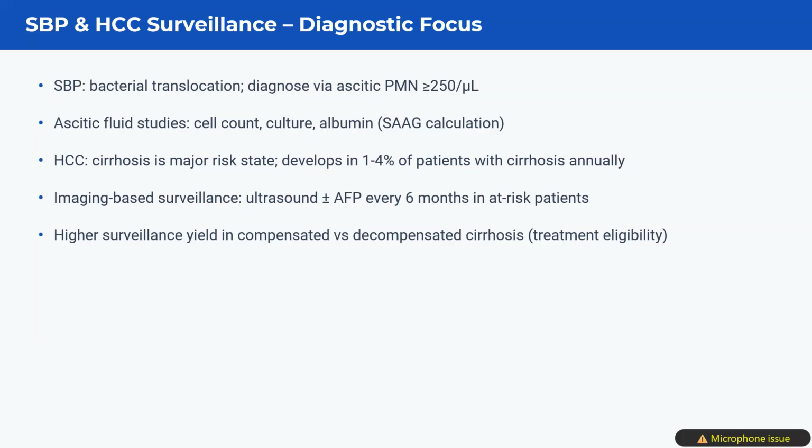So if they're cirrhotic with ascites, you need to tap this person and then do these tests, the cell count and the culture, to tell you if you are heading in this direction. Ascitic fluid studies are the diagnostic backbone, and that includes cell count and differential to detect this. The culture will tell you what antibiotics are needed to treat it, and the albumin will help you distinguish whether this is from portal hypertension or from malignancy.